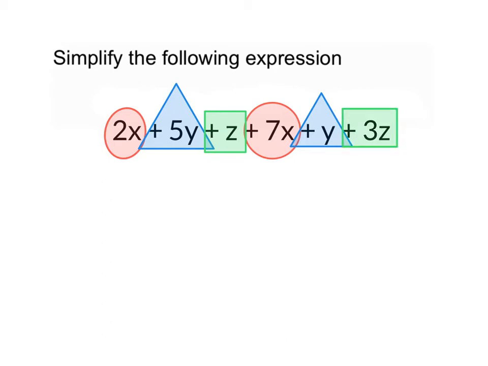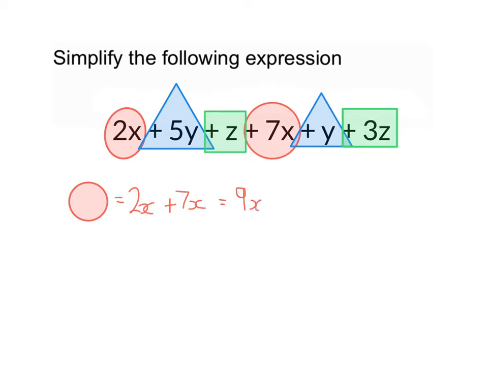Okay, so let's just focus on my circles at the moment. Some of my circles, I had 2x, and then I had plus 7x. That's why it's really important to include the symbol that's in front, not the one behind, because I want to know whether it's positive or negative. So 2x add 7x is 9x.